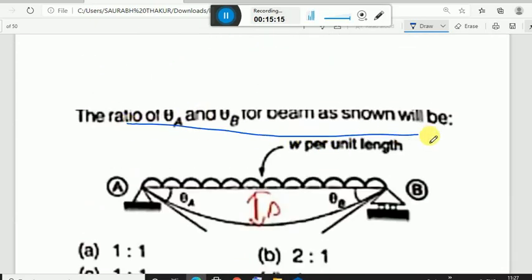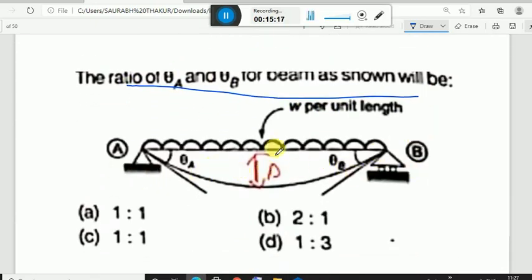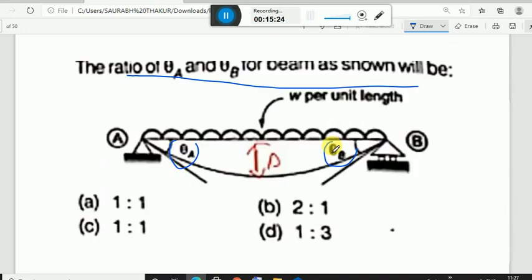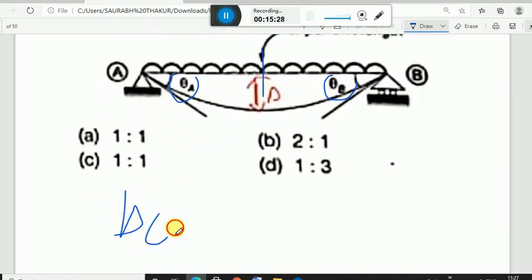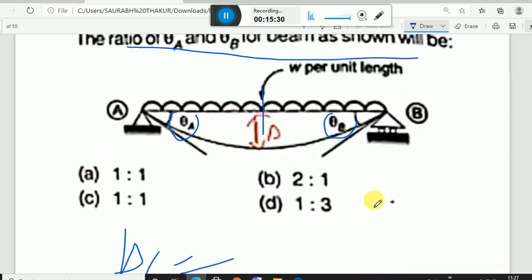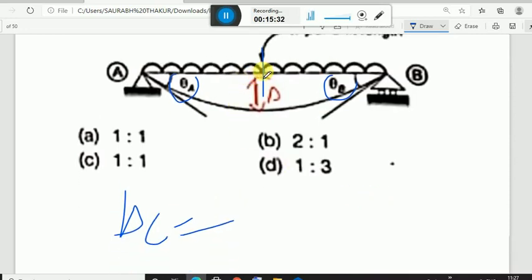Again the ratio theta A and theta B. Again a simple beam is given and having UDL throughout the span, you have to calculate theta A by theta B. Let's suppose if it would ask to calculate the deflection at point C, then delta at C would be 5 by 384 WL to the 4 upon EI.